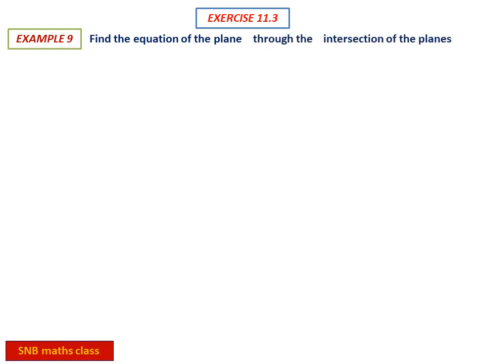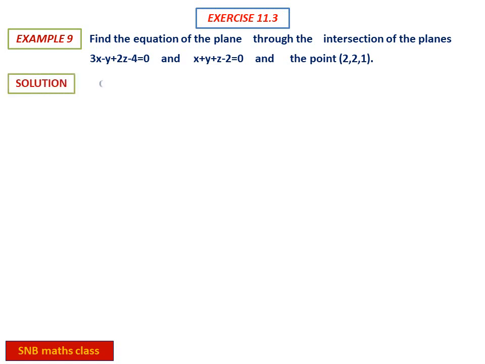Next, let us go to exercise 11.3. This is example number 9. Find the equation of the plane through the intersection of the planes 3x minus y plus 2z minus 4 equal to 0 and x plus y plus z minus 2 equal to 0, and the point 2, 2, 1. It is exactly similar to the question we have just now solved. So let us take here, given pi 1, that is the equation of the first plane, is 3x minus y plus 2z minus 4 equal to 0, and pi 2, that is the equation of the second plane, x plus y plus z minus 2 equal to 0.